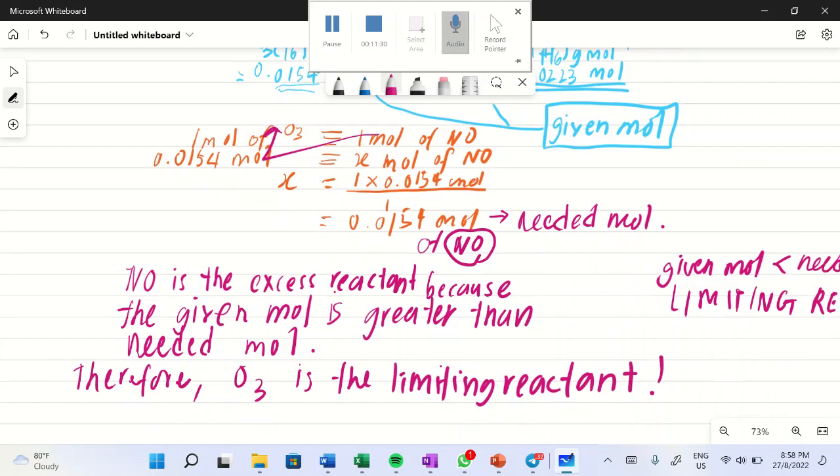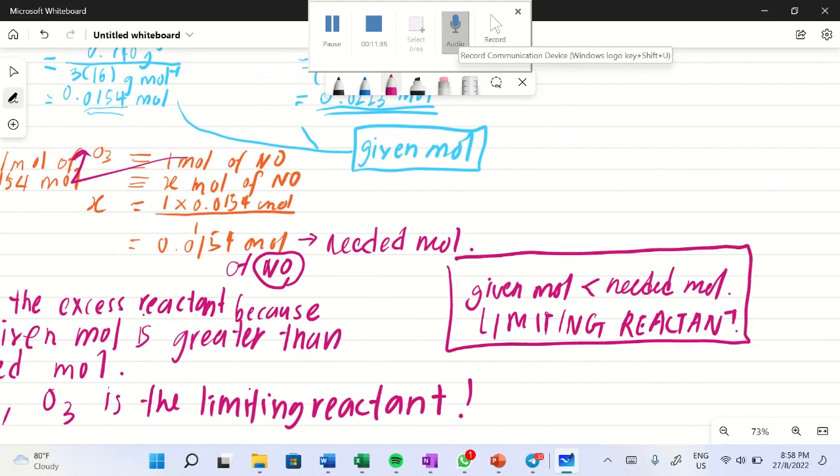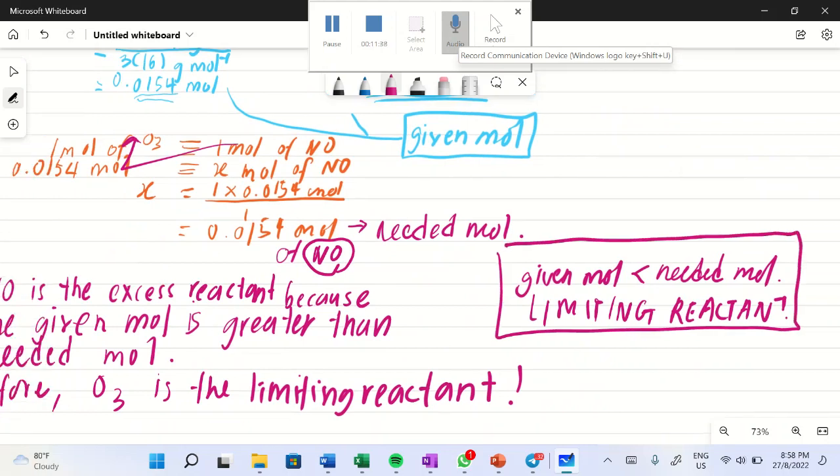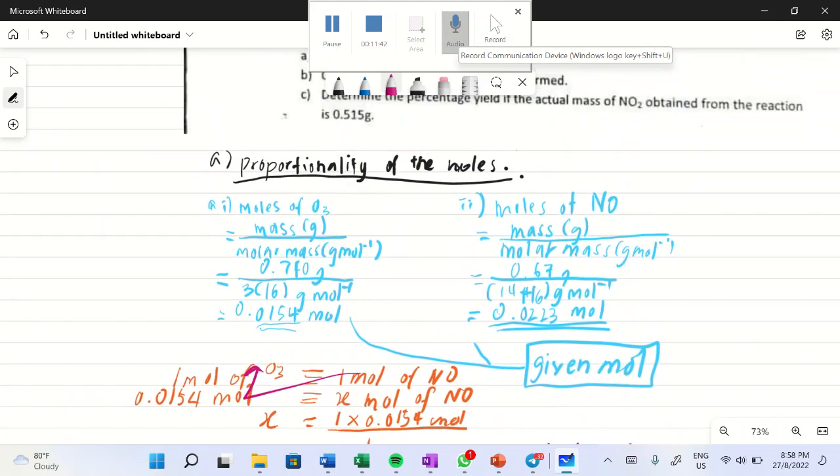So here is the answer, and this is the note. Given mole must be lesser than needed mole, therefore you will get the limiting reactant. And you have to remember the keyword. We have to make a proportionality of the moles here.